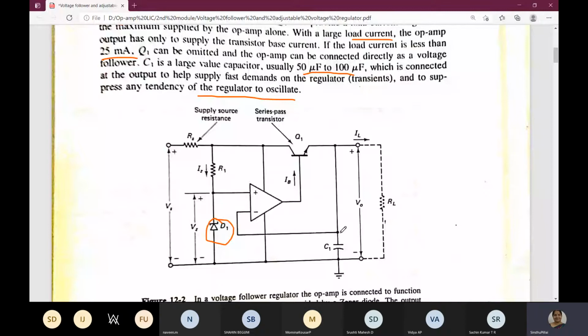Then the output from the op amp is given to a series pass transistor Q1. This is to protect, because if the load current is very large, then we go with the series pass transistor. So what will the output voltage V0 be? V0 will be nothing but the voltage across the Zener diode. Whatever the supply voltage, that voltage will be controlled by this Zener diode, and a constant voltage will be supplied as the output.